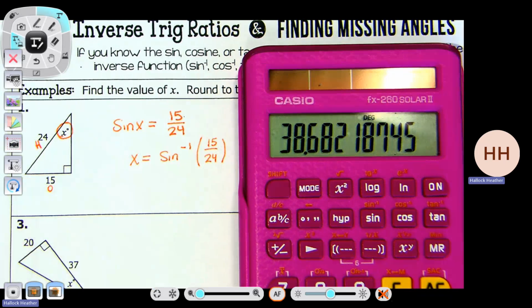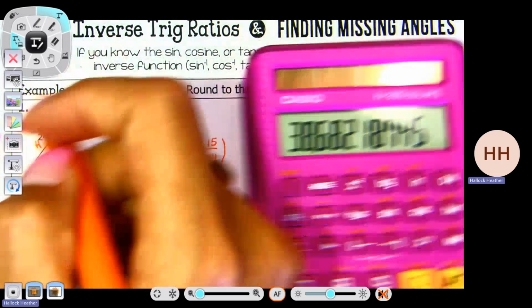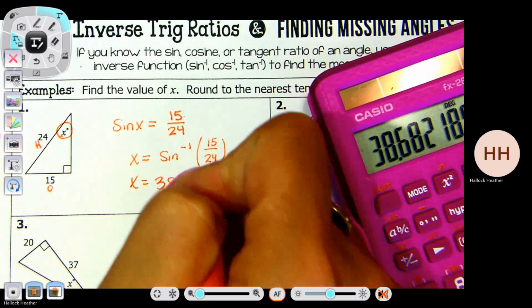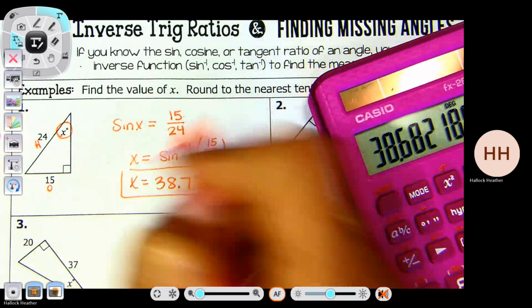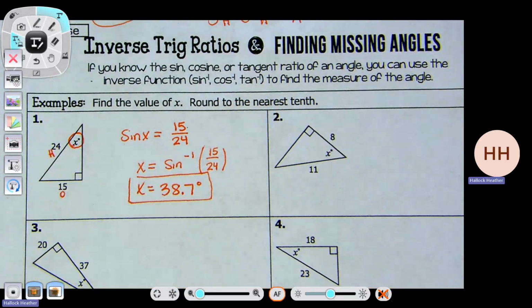So how would I round that? 38.7. The one that looks like this says inverse trig ratios and finding missing angle. So many papers. Okay, let's do number 2.